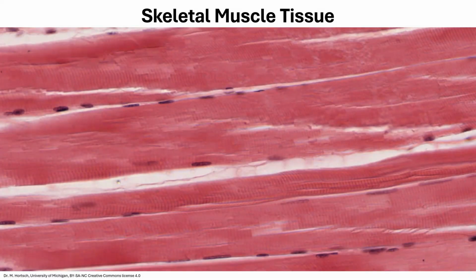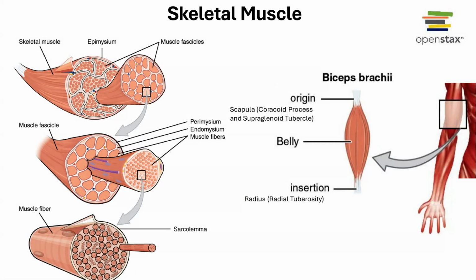Skeletal muscle is made of long, cylindrical, multinucleated fibers with visible striations, which are the alternating light and dark bands created by overlapping thick and thin filaments. These fibers are grouped into fascicles, bundles surrounded by connective tissue layers. The endomysium is loose connective tissue around each fiber. Dense fibrous connective tissue forms the perimysium around fascicles and the epimysium around the whole muscle.